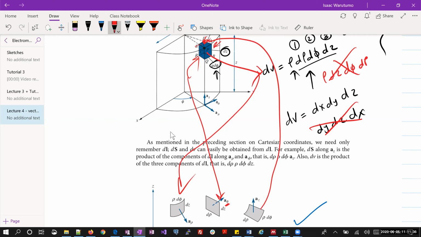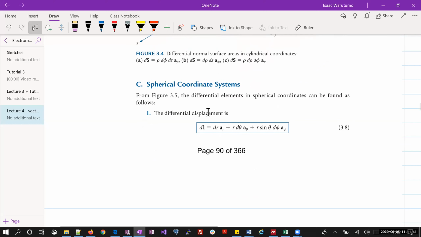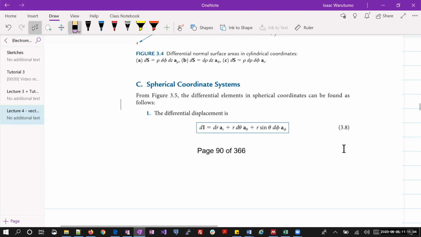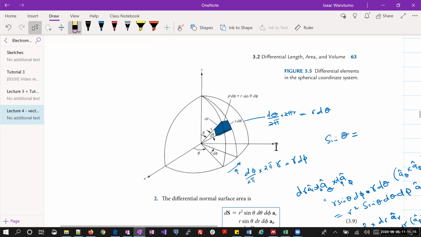Another small pause for questions before we move to part C on spherical coordinate systems. We are going to be dealing with the differential length, differential surface, and differential volume. In spherical, we always need to remember how the diagram looks. This is always the most important thing to remember.